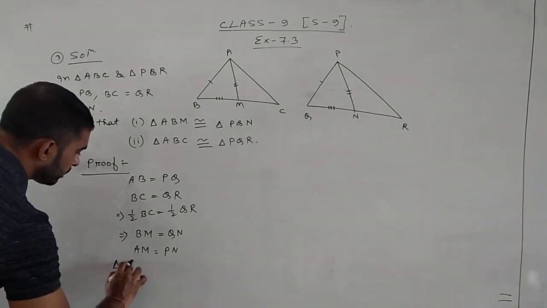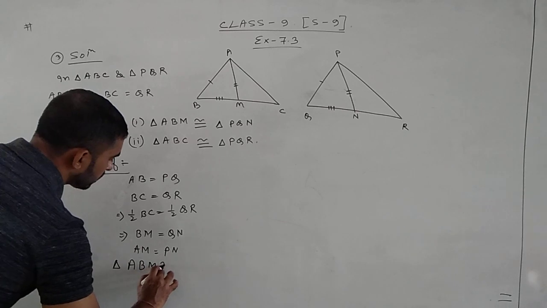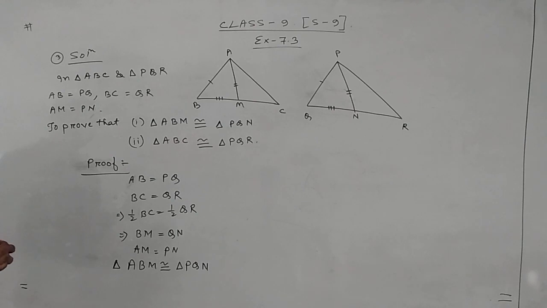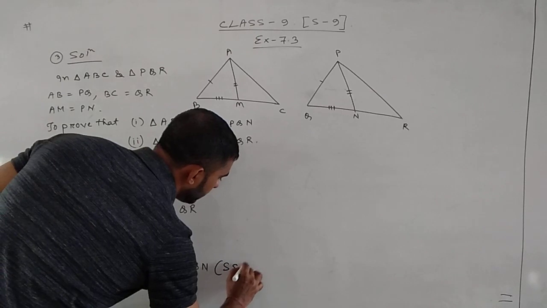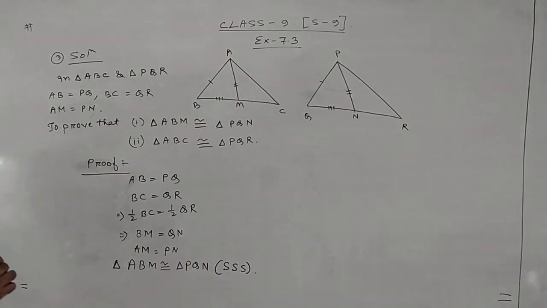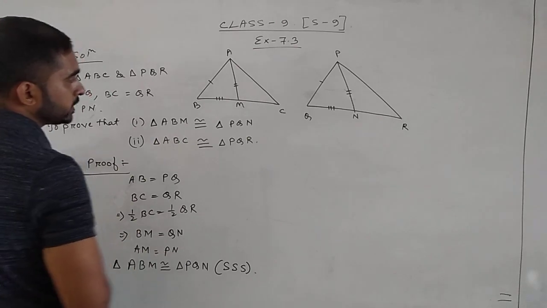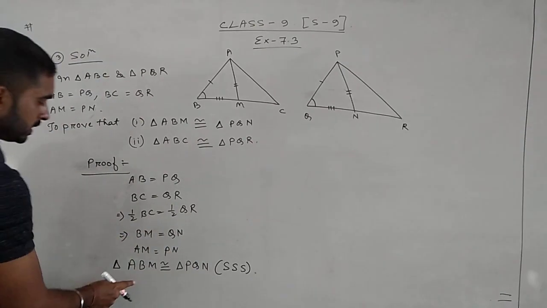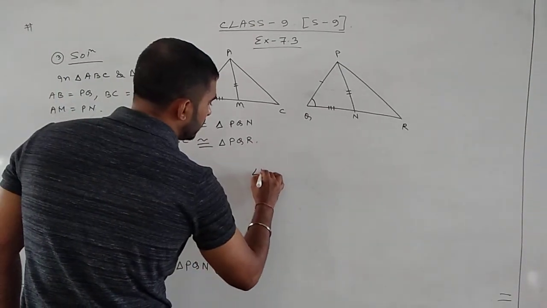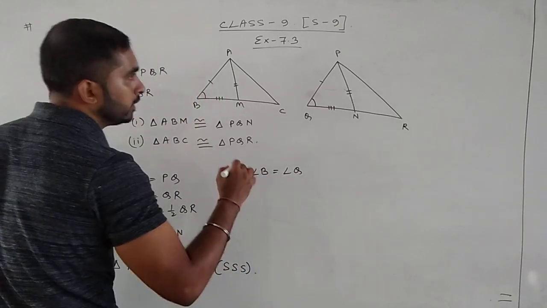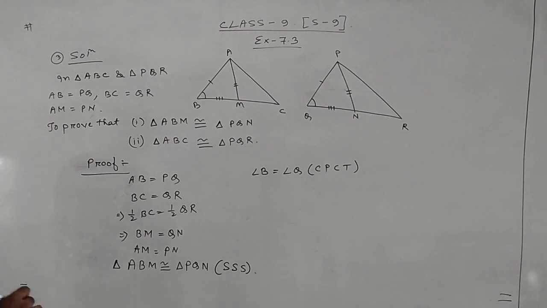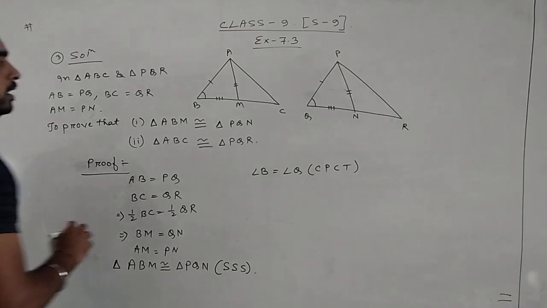Therefore, triangle ABM congruent triangle PQN by side, side, side. If these two triangles are congruent, then we can say that angle B equal to angle Q because of CPCT.